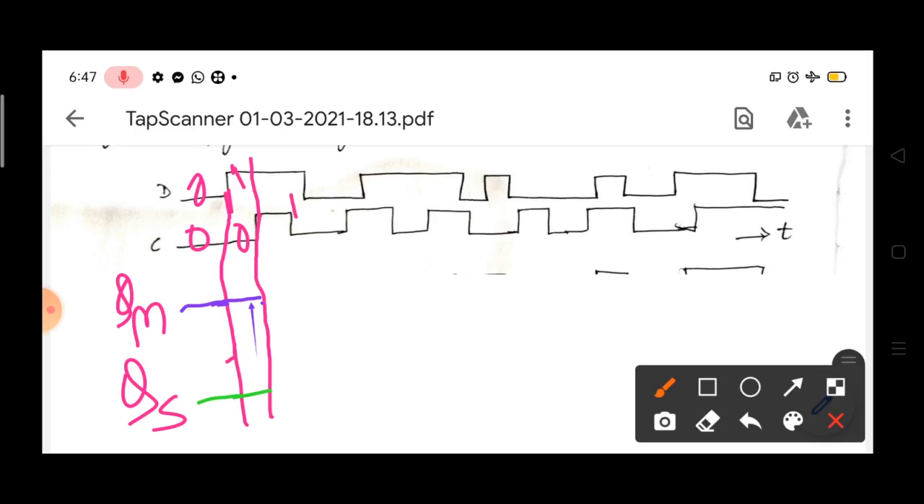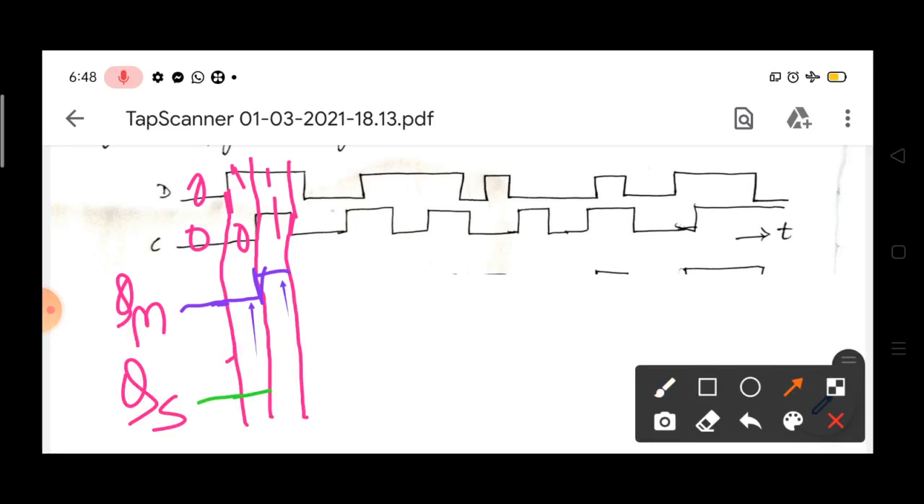Now up till here, see, when my clock is 1, clock has become 1, D has become 1. It means what? When clock is high, for a D flip flop, our output follows input. So our QM at this point goes high.